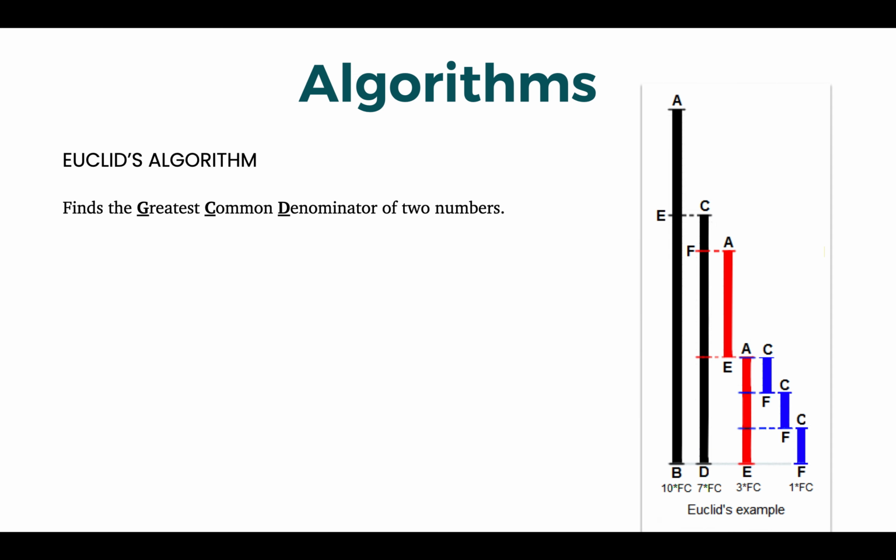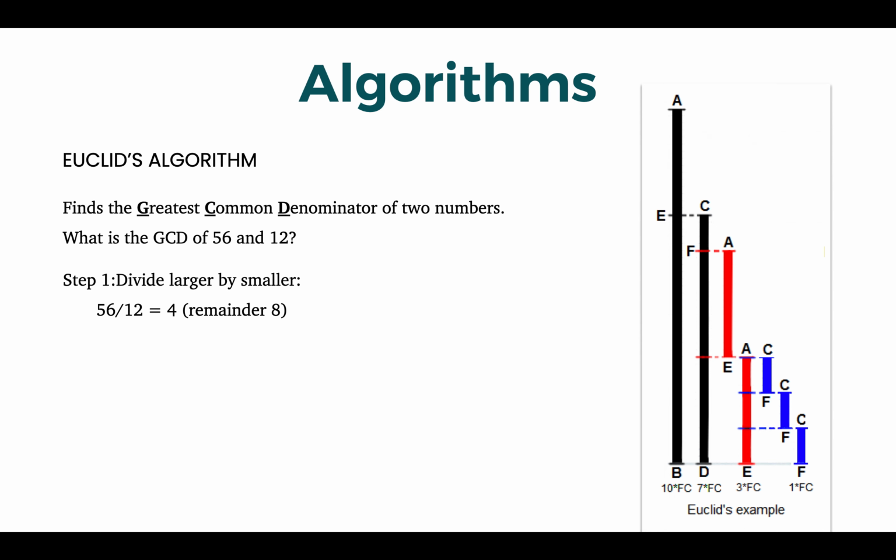Another big algorithm, Euclid's algorithm, finds the greatest common denominator of two numbers. So, for example, what is the greatest common denominator of 56 and 12? First step, divide the larger number by the smaller number. Okay, so that's 56 by 12 is 4. You have a remainder of 8. Now you divide the divisor of the previous step by the remainder. So now you have 12 divided by 8 equals 1 with a remainder of 4.